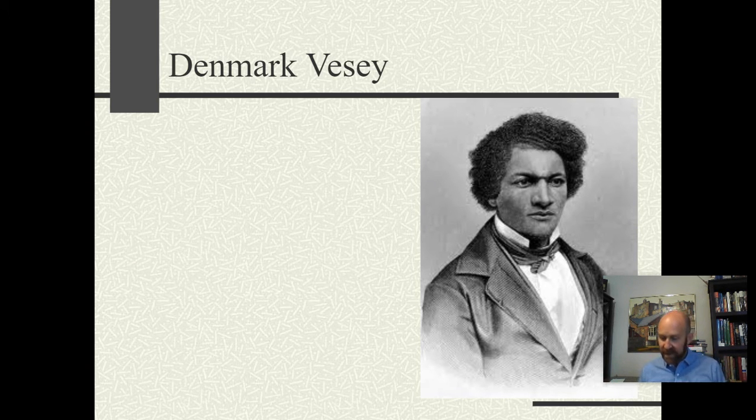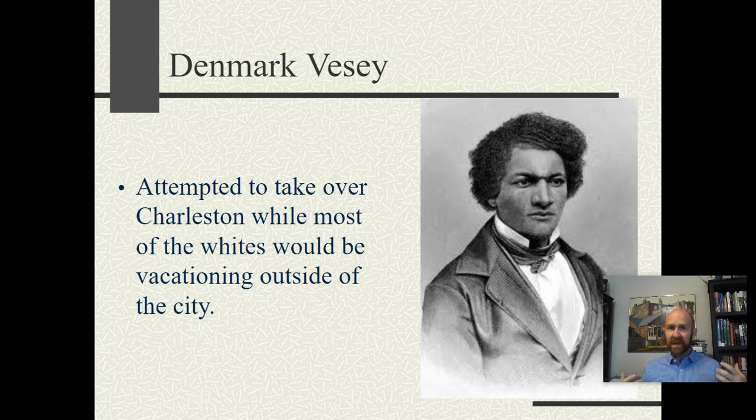And so Denmark Vesey sticks around, becomes a leader in the African American church in the South, and uses the church connections to plan a plot. He wants to seize control of the arsenal in Charleston. He thinks that if he can take over the arsenal, which is where they store weapons, while most whites were outside vacationing out of the city, the slave population will rise up, get their guns, and then fight their way to freedom.